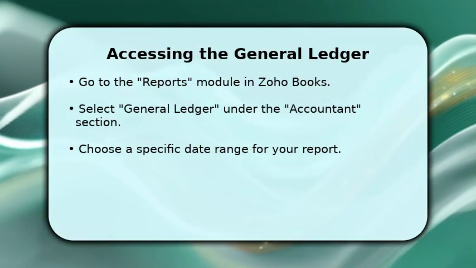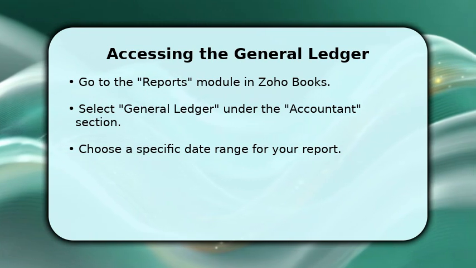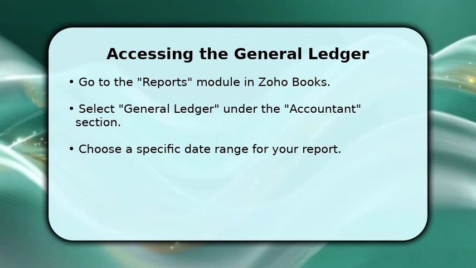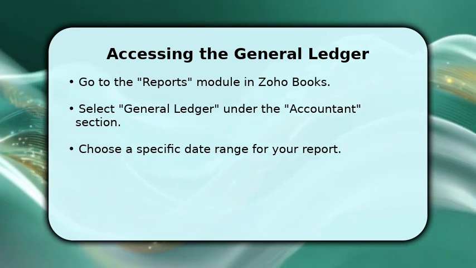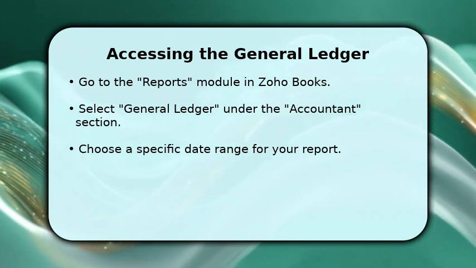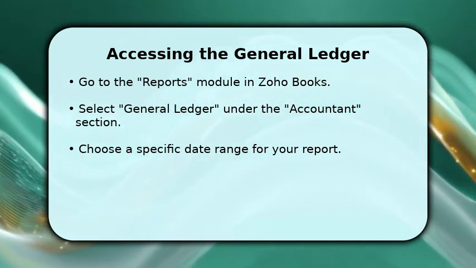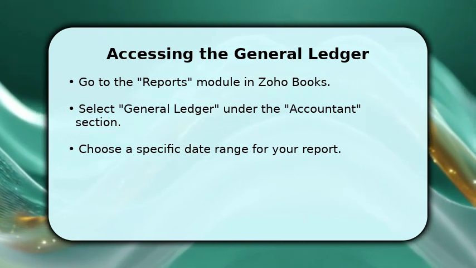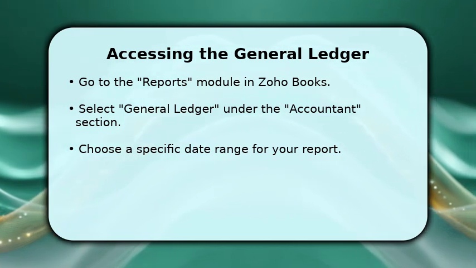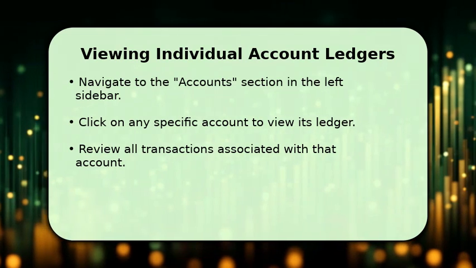To access the general ledger, navigate to the Reports module located on the left sidebar. Scroll down to the Accountant section and click on General Ledger. Here, you can specify a date range, such as the last 30 days or a custom period, to view all transactions across every account. This comprehensive report provides a holistic view of your company's financial activities, helping you reconcile accounts and ensure accuracy. For a more focused view, you can check individual account ledgers.